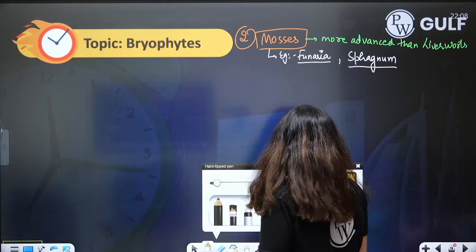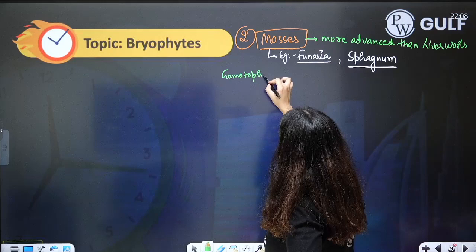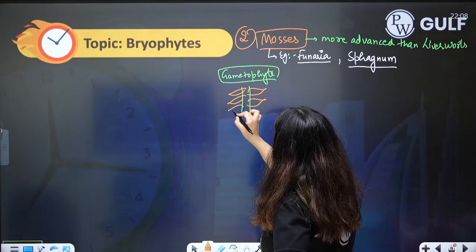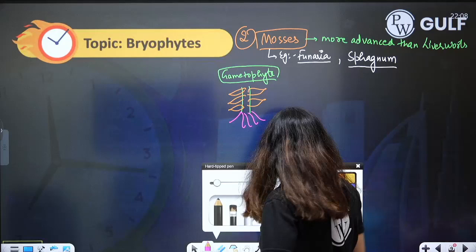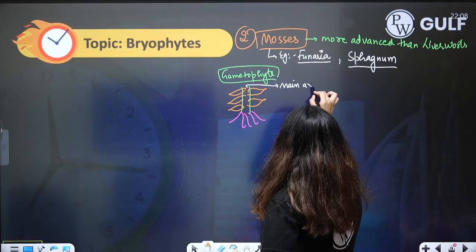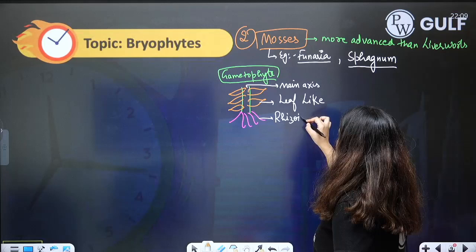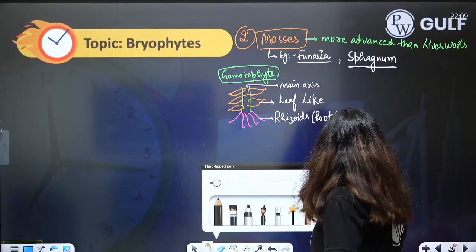So what happens here is their main body is the gametophyte, beta. Generally their gametophyte looks like this. This is the main body, this is the main axis, and this is the leaf-like structure. There is no proper leaf in bryophytes, only leaf-like structures. And this is the root-like structure. These are rhizoids, which are root-like structures. They are not proper roots.